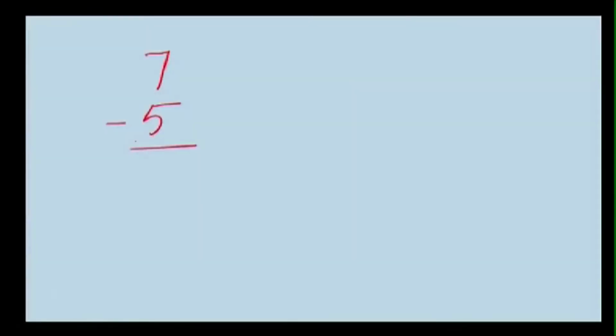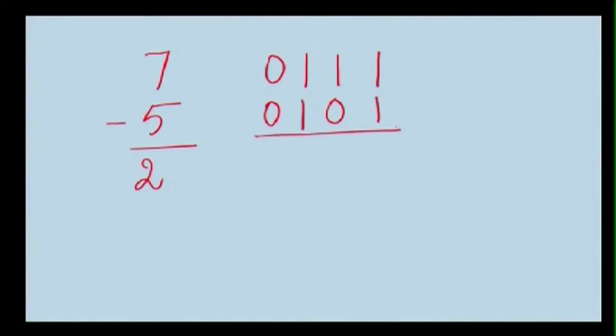Let us take one more example, a very small one: 7 minus 5. Usually when I subtract these two, I should get 2. The binary equivalent of 7 is 0, 1, 1, 1, and the binary equivalent of 5 is 0, 1, 0, 1. When I subtract, I should get the answer 2.